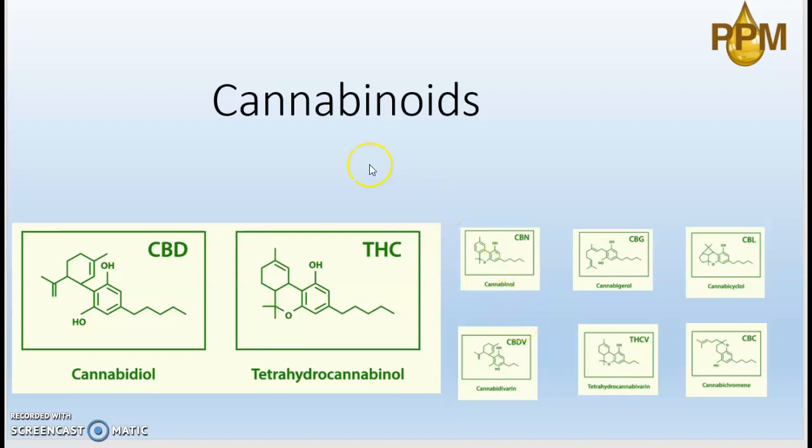Today we're going to cover cannabinoids. CBD, cannabidiol, and THC, tetrahydrocannabinol, are the major cannabinoids in cannabis. CBD is the predominant cannabinoid in hemp, whereas THC is the major cannabinoid in marijuana. But you also have these minor cannabinoids that you can see over here, which is CBN, CBG, CBL, CBDV, THCV, and CBC. But there are many, many more minor cannabinoids in the plant.